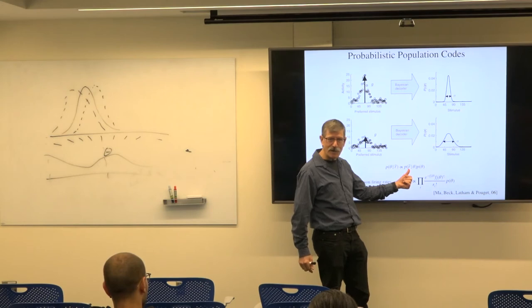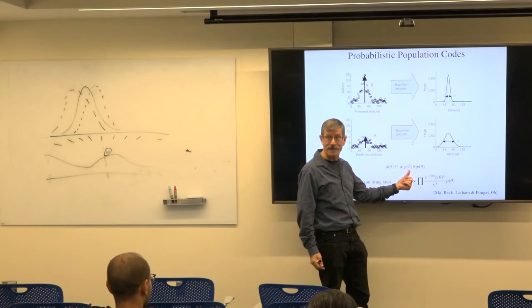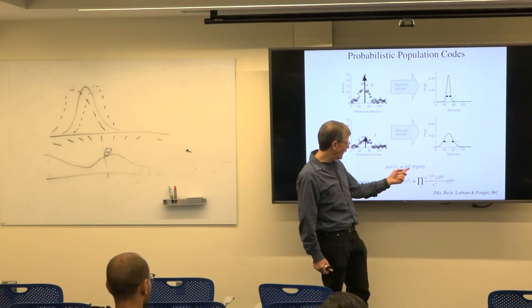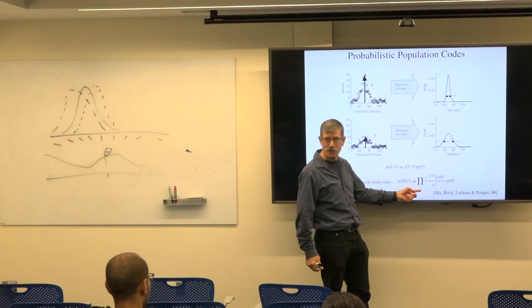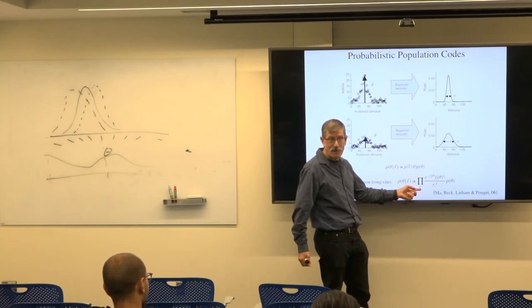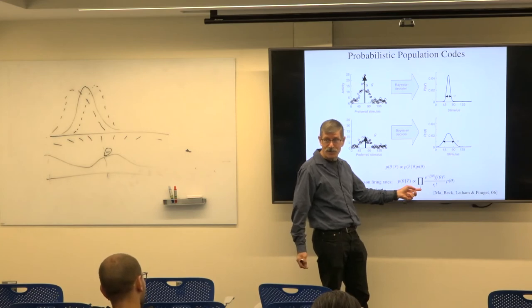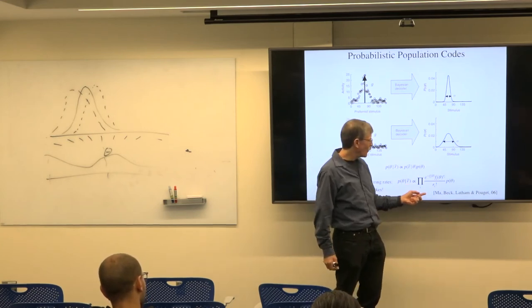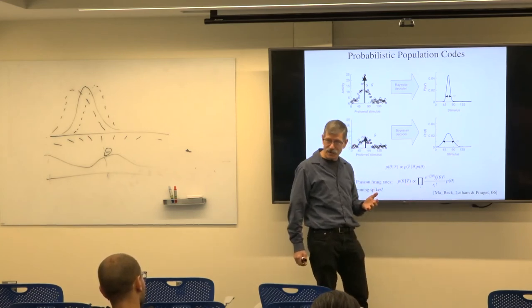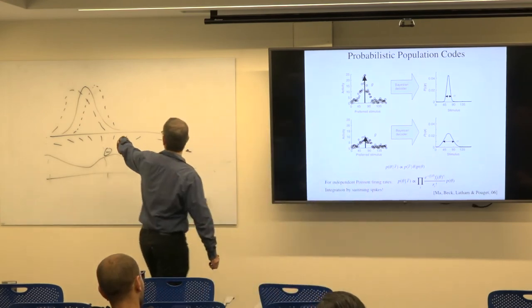If the neurons are independent, and I just got through a population coding model where they're not independent, but now we're going back to independent, then the probability of getting the full thing is the product of the individual probabilities per neuron. The probability per neuron is Poisson spiking, so the Poisson distribution is the appropriate distribution. So you have to know what the rate is. Well, these curves give you the rate.